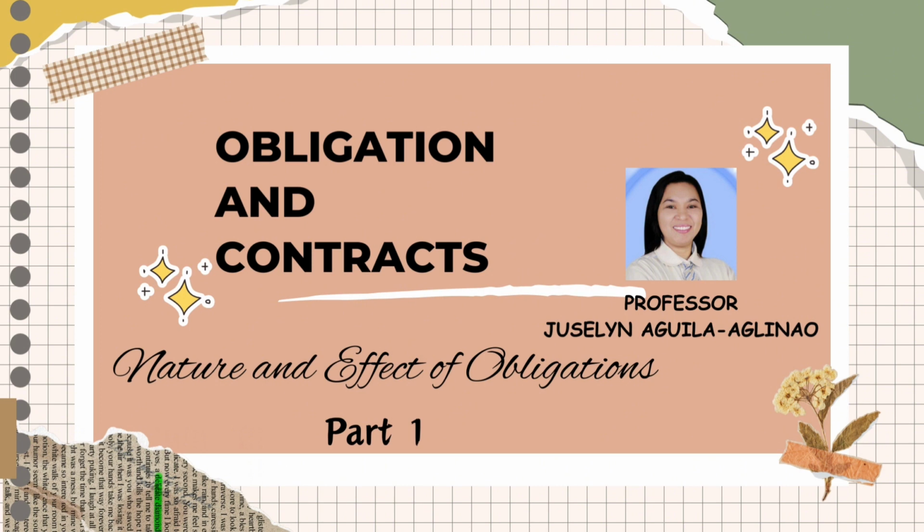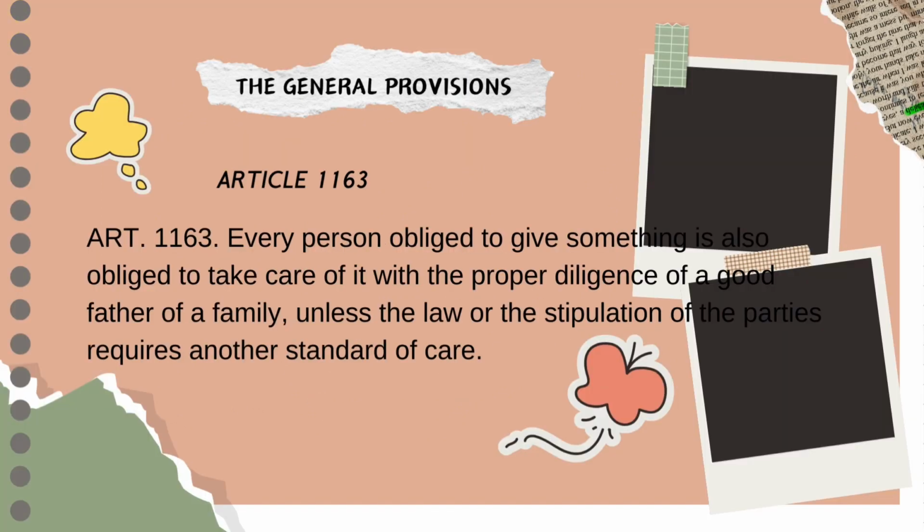In this article, 1163, it states that every person obliged to give something is also obliged to take care of it with proper diligence of a good father of the family, unless the law or the stipulation of the parties requires another standard of care. Now, in this article, what is the something? This something is a thing that can be specific or generic. Okay, let's discuss it one by one.